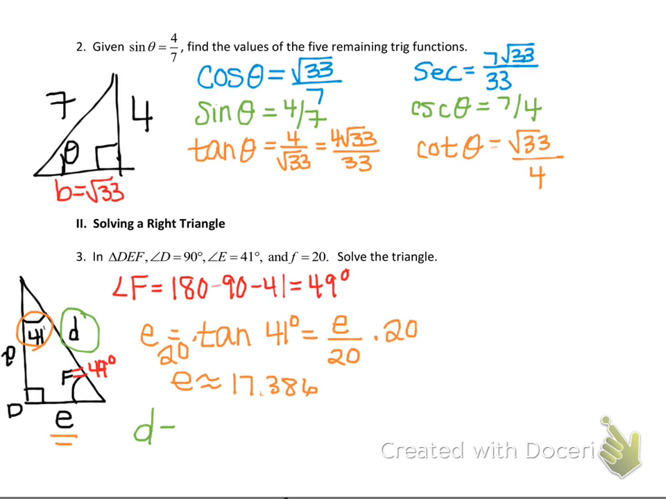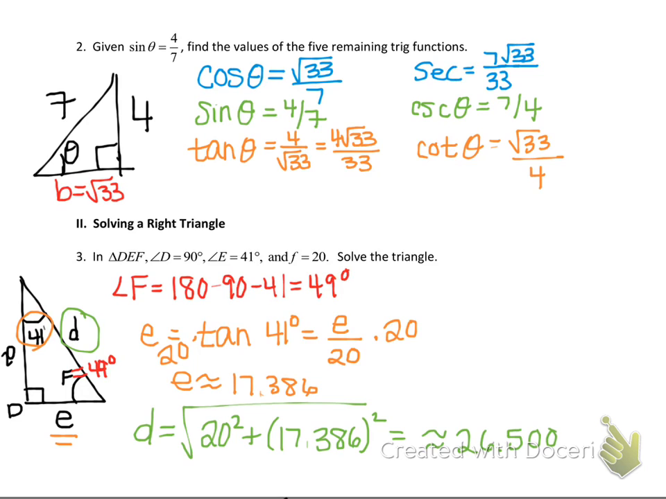So I'm going to use the Pythagorean theorem, and it's 20 squared plus 17.386 squared. And when I do the square root, I get about 26.5 for my side. So because I have all the sides and all the angles, I solved this right triangle.